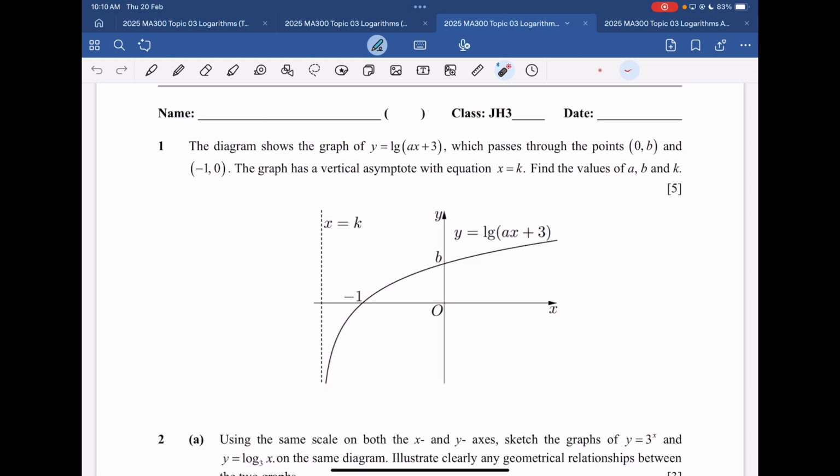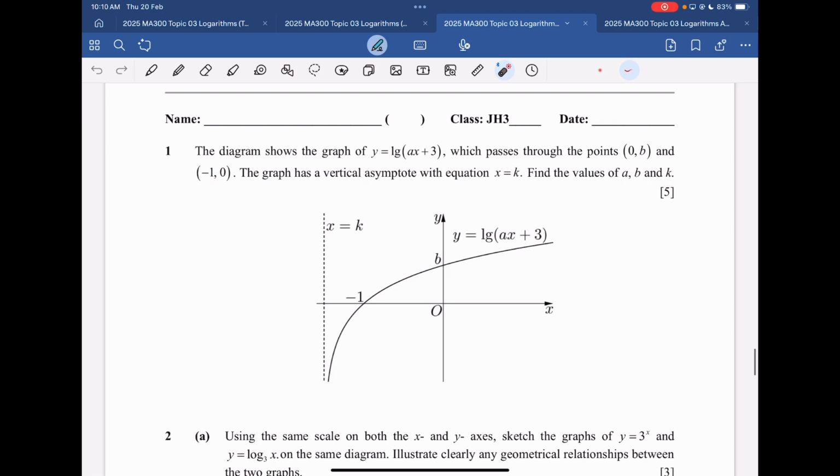Okay, so first one, this is AFL3. Okay, the first graph, not to worry, it won't come out so hard. But it's good to note, how do I find what is A?